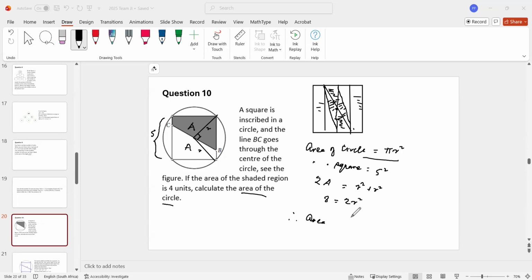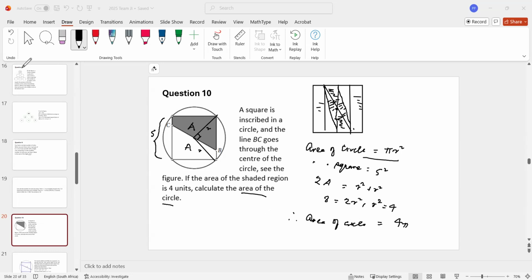Area of circle, that's the question. At least now I am reading the question. Area of circle is pi times R squared, and that is 4 pi, because R squared is equal to 4. So that's the answer to that question.